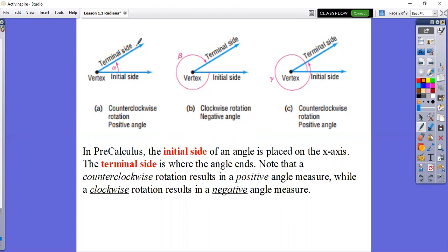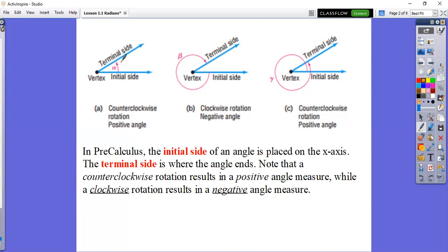The terminal side is the side where the angle ends. If you notice right here, all three of these angles visually are the same. What's different is the type of rotation that results in that angle. Here we have a counterclockwise rotation. If I take the initial side and rotate counterclockwise, I'm going in a positive angle. So that angle is going to be positive.